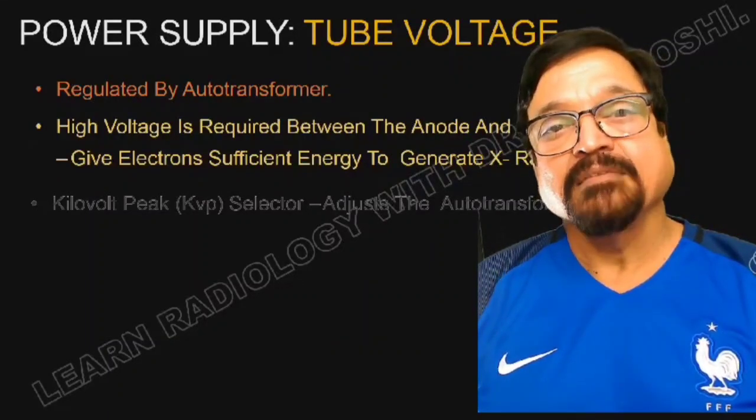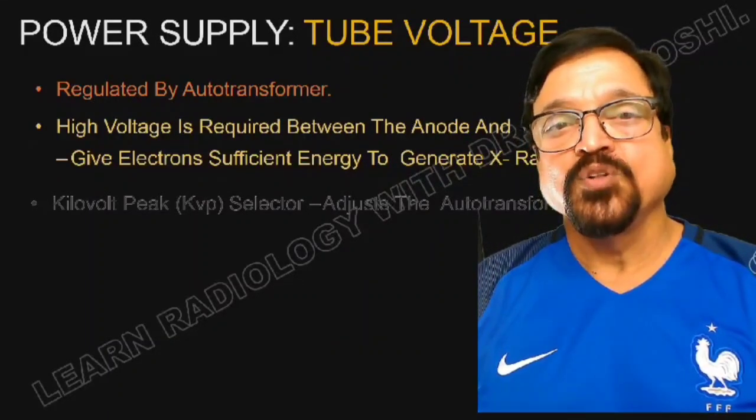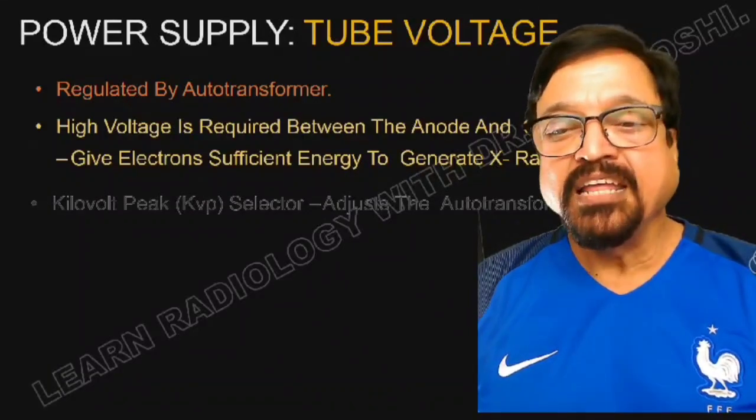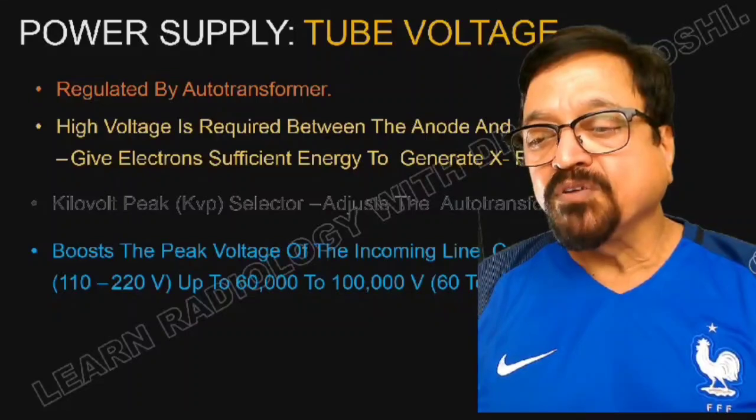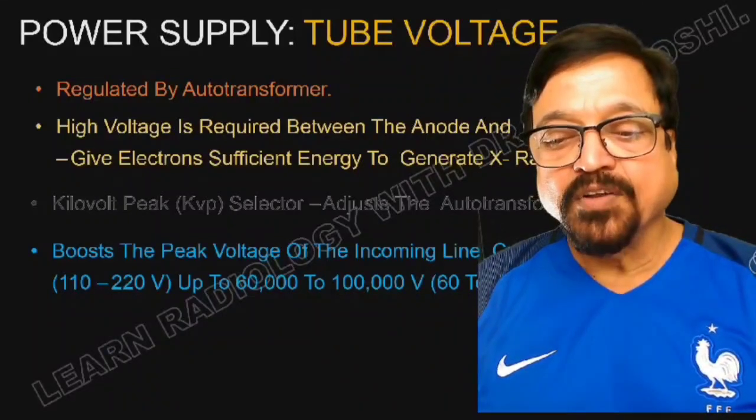Now the peak kVp selector adjusts the auto transformer. The auto transformer is used in the kV selector button. So this is another thing we should know: whatever kV you are changing on the machine, below that is the auto transformer.